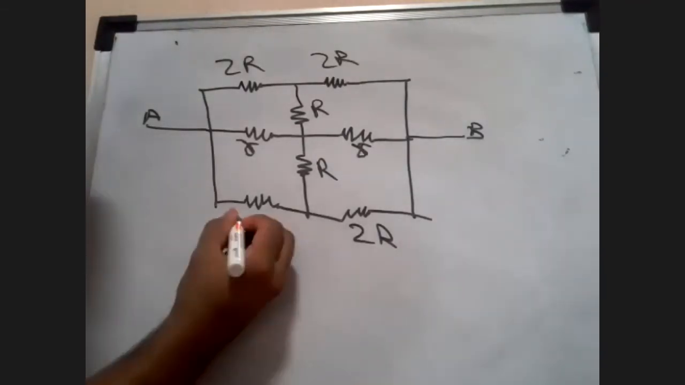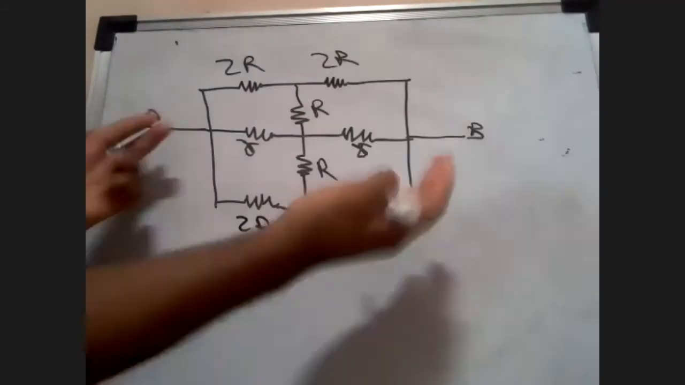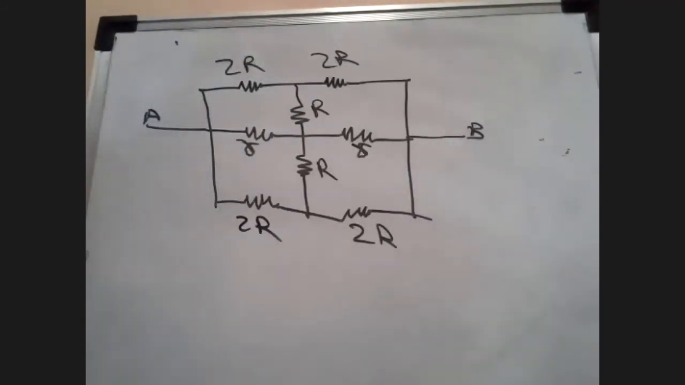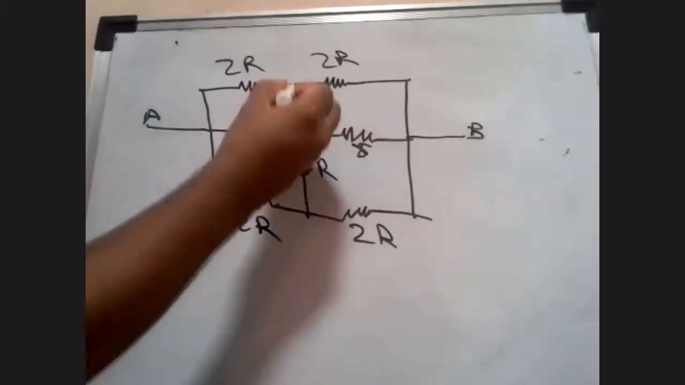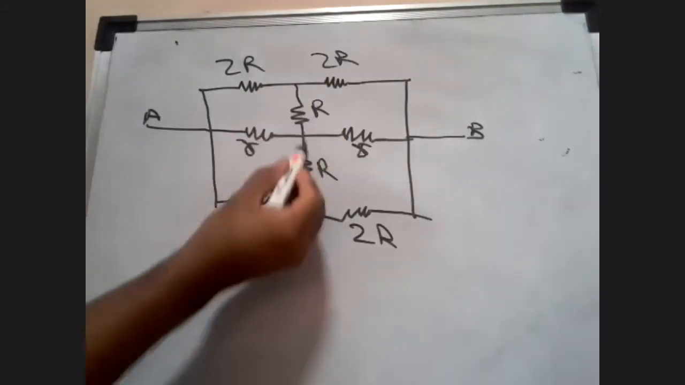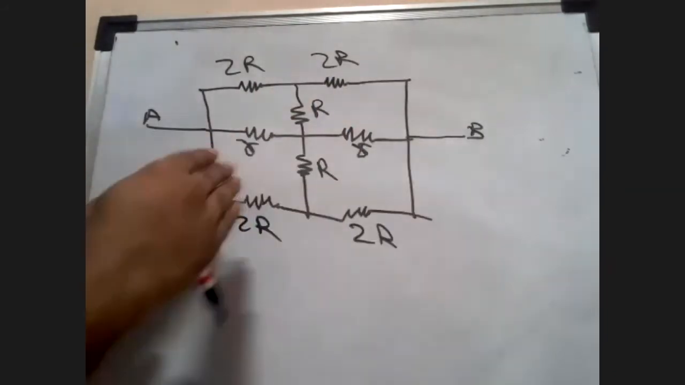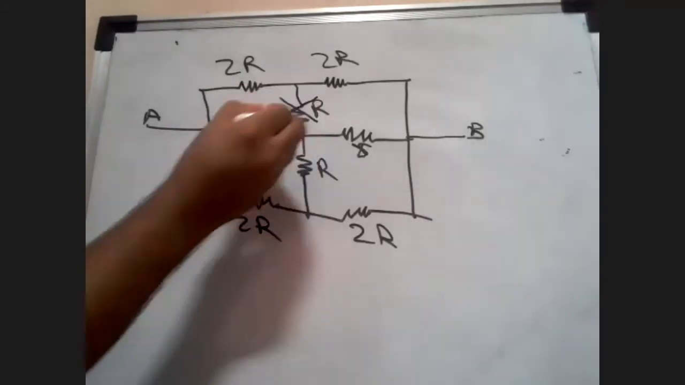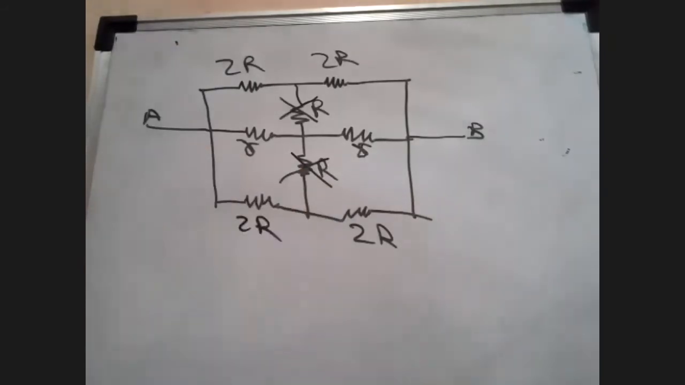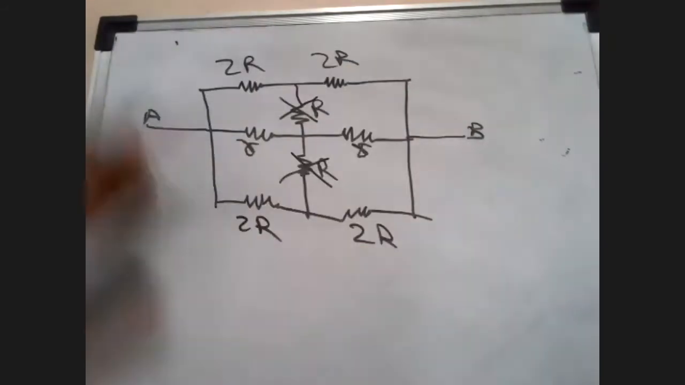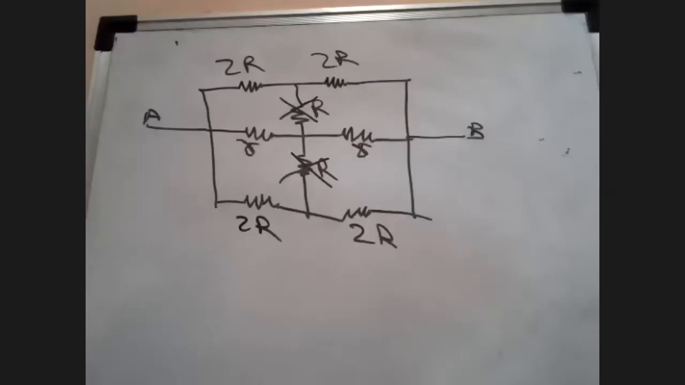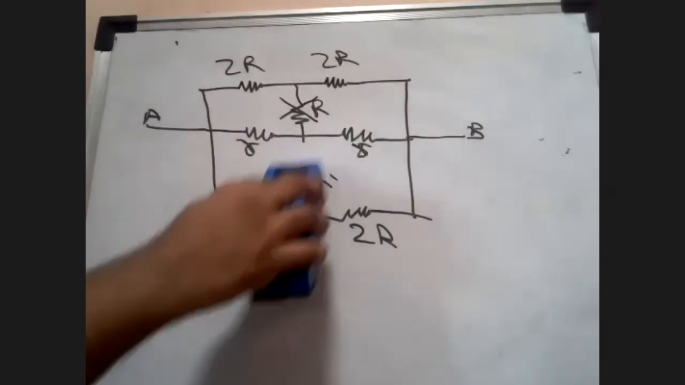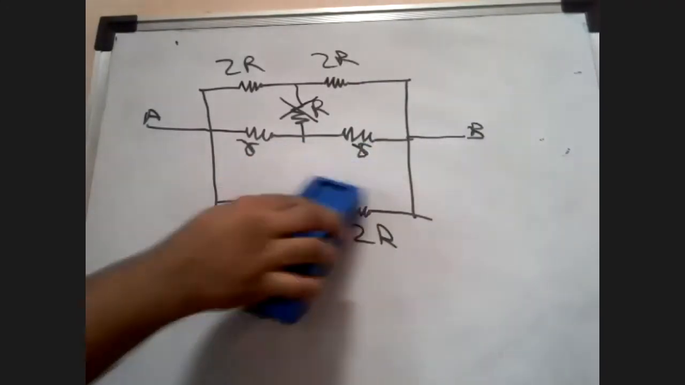So if this was 2R now, if I fold it, at what point is the folding taking place? Exactly in between here, this one. If I fold this across A and B, these two resistors are gone. So I can eliminate them. So if I eliminate them, can you find out the equivalent resistance now? Doesn't it become easier?